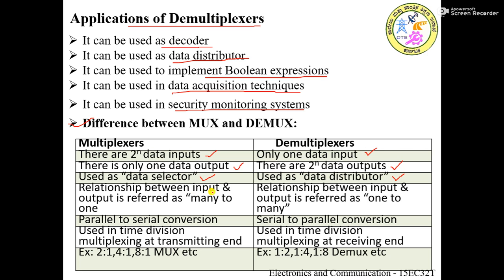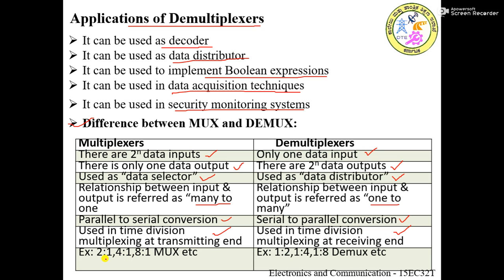And the relationship between input and output, this one I have already told you. This is a many to one system, and this can be referred to as one to many. These will convert parallel data into serial data, meaning many to one, and this will convert serial data into parallel, that is one to many. And these are used in a time division multiplexing system at the transmitting end, and these are used at the receiving end.